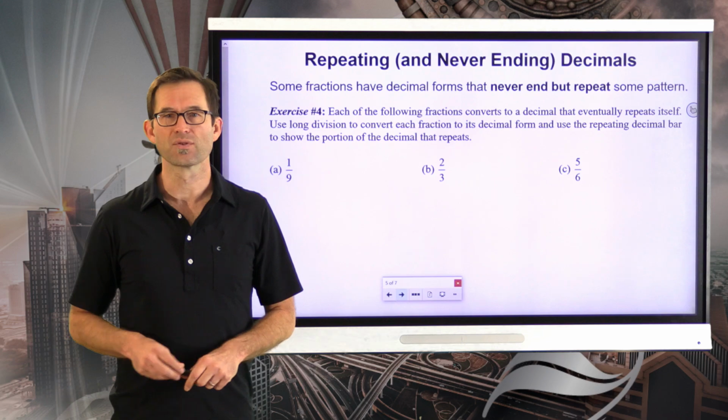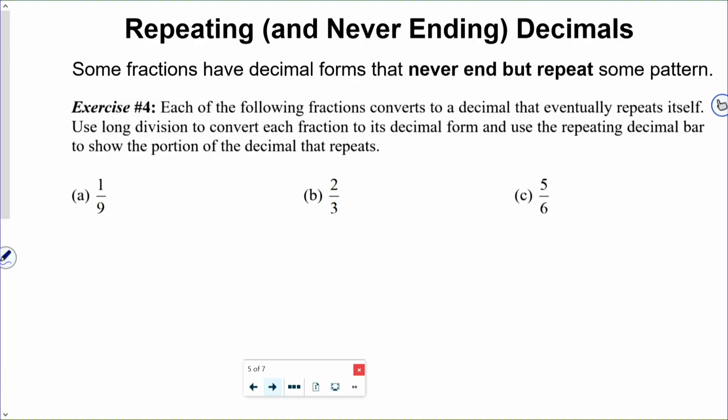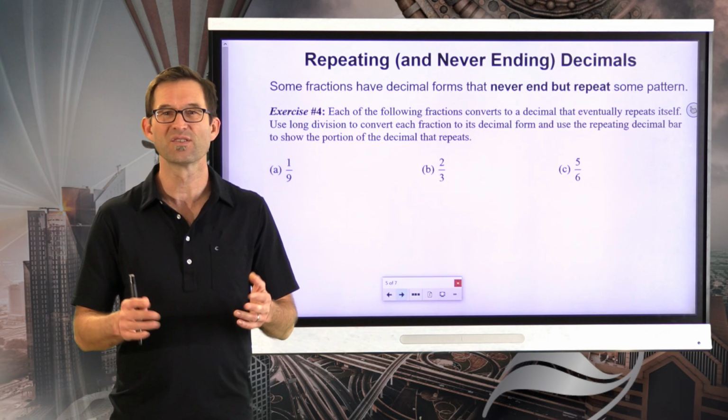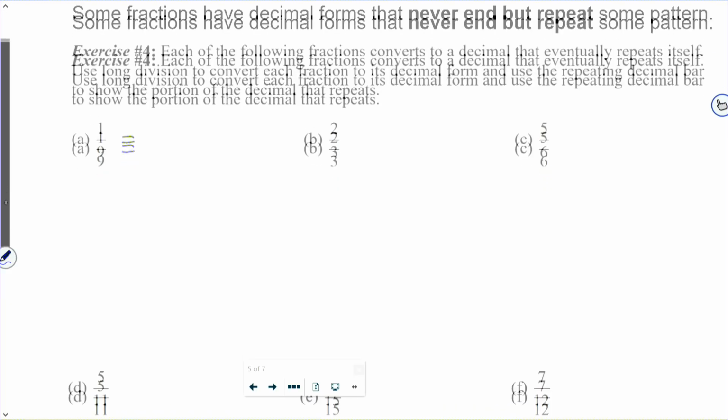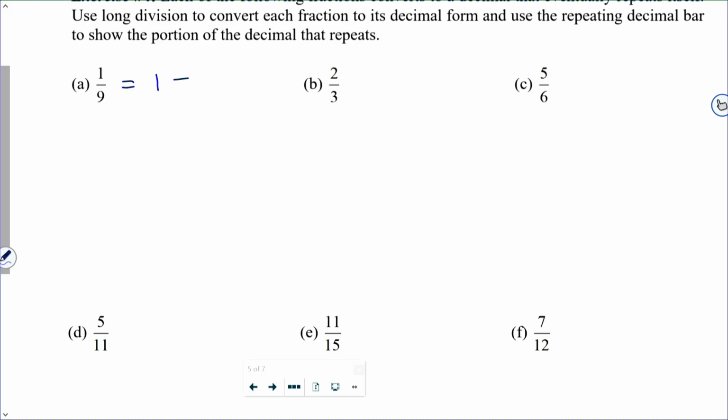So let's take a look at what exercise 4 asks us. Each of the following fractions converts to a decimal that eventually repeats itself. Use long division to convert each fraction to its decimal form, and use the repeating decimal bar to show the portion of the decimal that repeats. All right, so let's do this. 1/9. 1/9 is simply the same as 1 divided by 9, and so that's going to be like this.